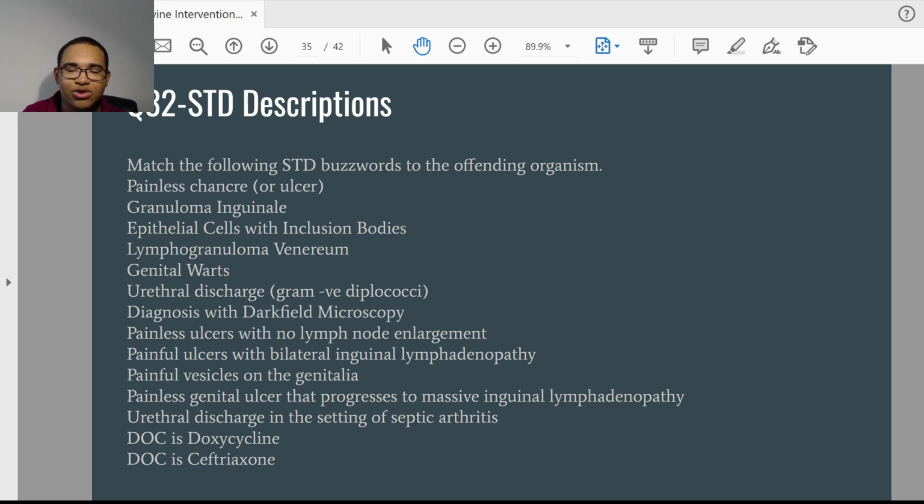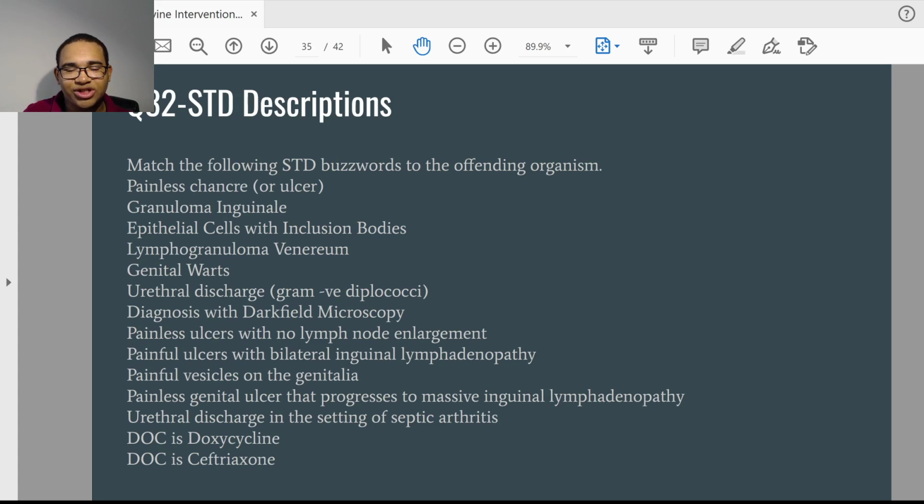And then painful vesicles on the genitalia, that's HSV, right? HSV2, although they can also make it HSV1 on your test, right? So just be mindful of that. HSV1 can also cause genital herpes, right? And then painless genital ulcer that progresses to massive inguinal lymphadenopathy. These are buboes, right? This is lymphogranuloma venereum. This is, again, chlamydia, L1, L2, L3 serovars.